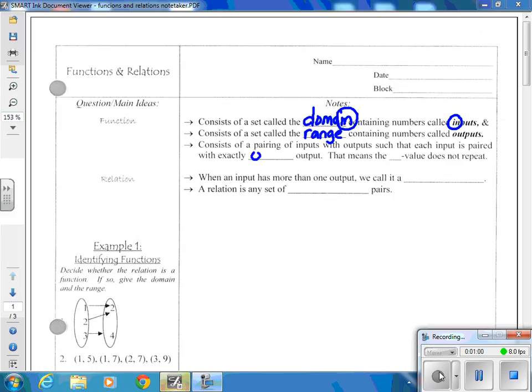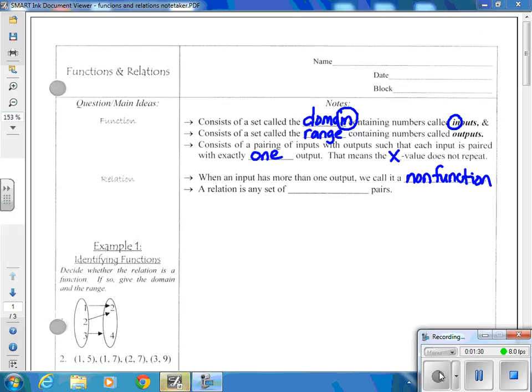Okay? Functions also consist of a pairing of inputs with outputs so that every input is paired with exactly one output. So that means that the x value does not repeat. If your x value does repeat, then you do not have a function. Right? So it's very important that you look at those x values to help you determine when something is a function or not. In a relation, an input has more than one output. So we call that a non-function, for lack of a better word. Okay, so if it's not a function, then it's known as a relation.